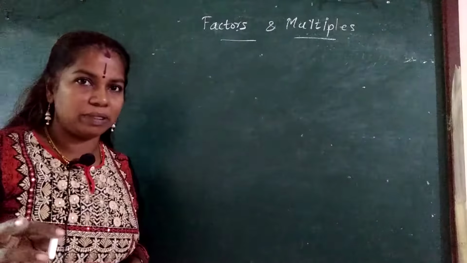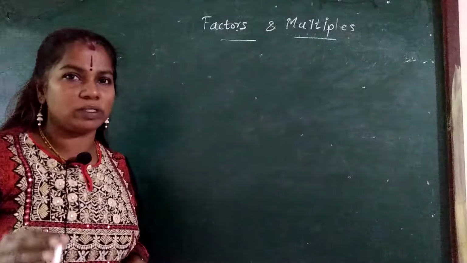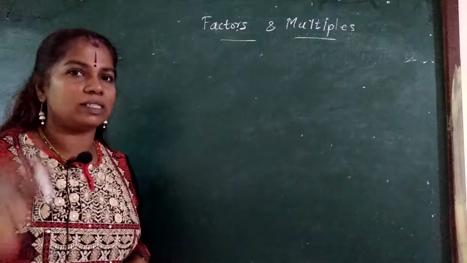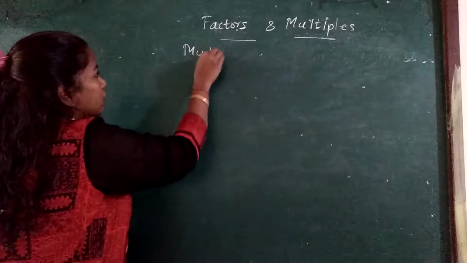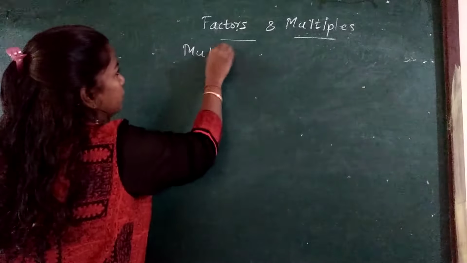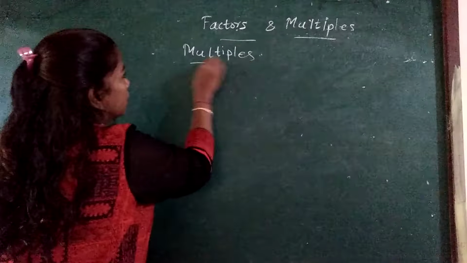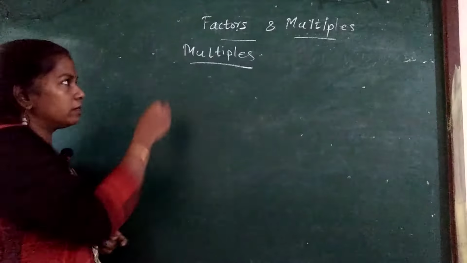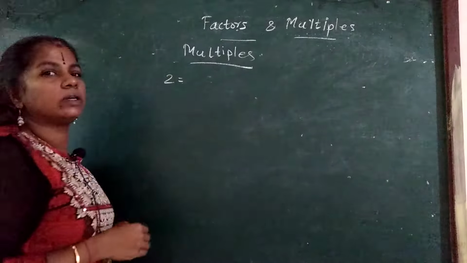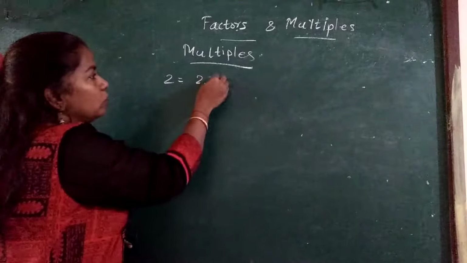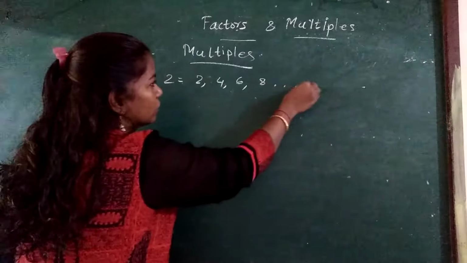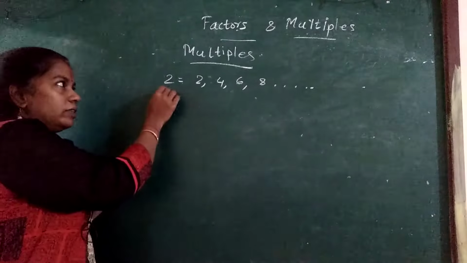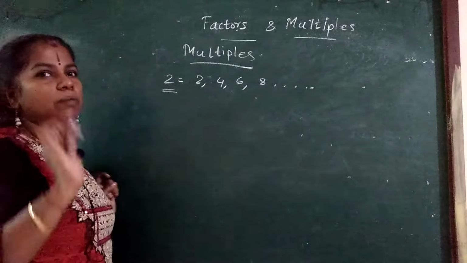You all know the tables, isn't it? You have studied the tables, 2 ones are 2, 2 twos are 4 and all. Now just recollect that. First, multiples I will teach you, then you will understand the factors better. If I want to know the multiples of 2, what are they? 2 ones are 2, 2 twos are 4, 2 threes are 6, 2 fours are 8 and so on. I have started with the number 2 and I am writing the multiples.